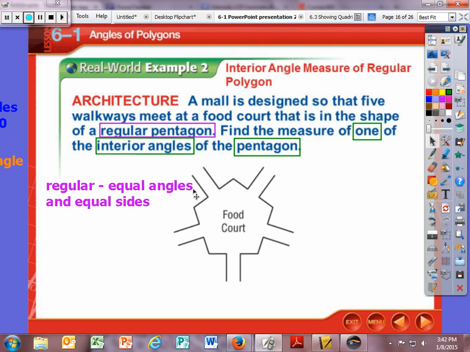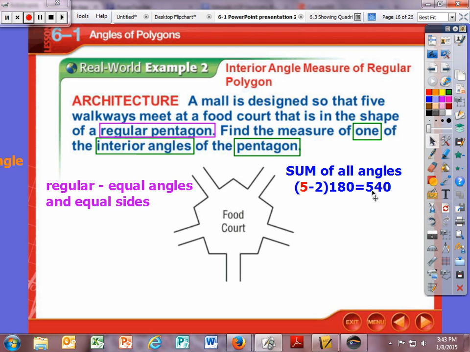Now, notice we're trying to find one of the interior angles. So they're all equal. We just want one of them. So we need the sum first. We need to know how much all the interior angles add up to. Well, we're going to use our nice formula. If there are 5 angles in the pentagon, 5 minus 2 times 180 is 540 degrees.